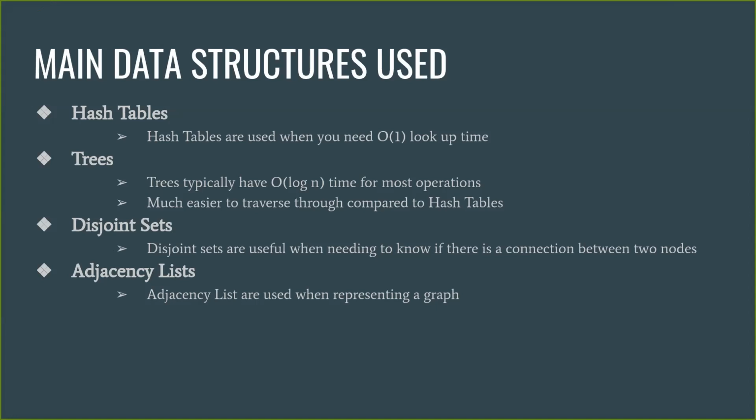Trees typically have log n time for most operations, and we used a few of them because they were much easier to traverse compared to hash tables in Java. We use disjoint sets. Those are very useful when needing to know the connectivity between a bunch of nodes, where there's a connection between two nodes, and we use those for a couple of classes as well. Adjacency lists are used for representing a graph. The other option, an adjacency matrix, is also used to represent a graph, but we use a list. That's very useful for when you want to represent a graph in any context, really. You can use BFS, DFS, or Dijkstra's to traverse through them.